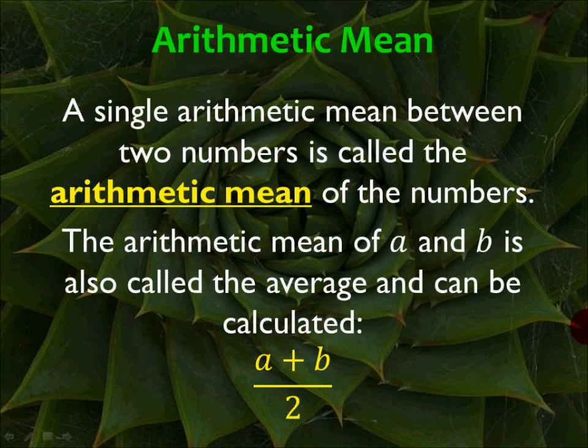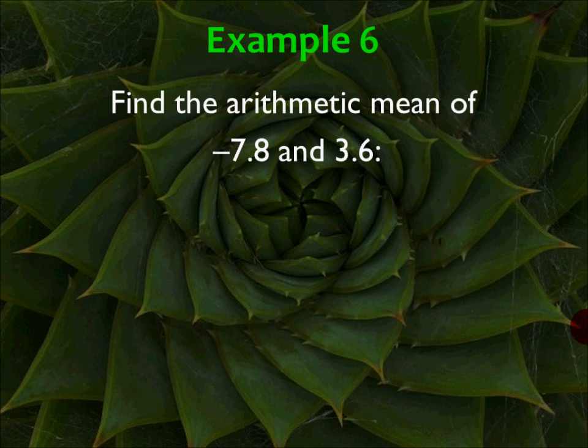Next, the arithmetic mean. This is what you might have called the average before. A single arithmetic mean between two numbers is called the arithmetic mean of the numbers. The arithmetic mean of A and B is called the average and can be calculated by (A plus B) over 2. I don't think I need to say much more than that because you should know what the average is by now.